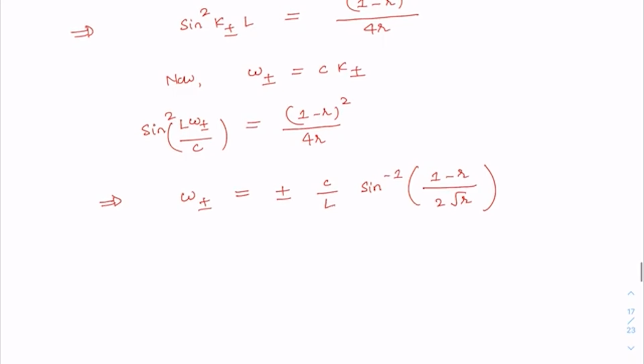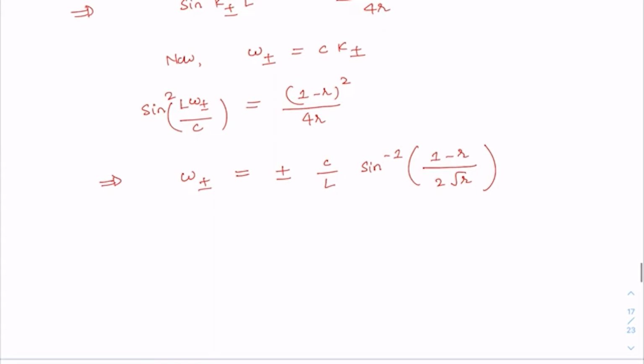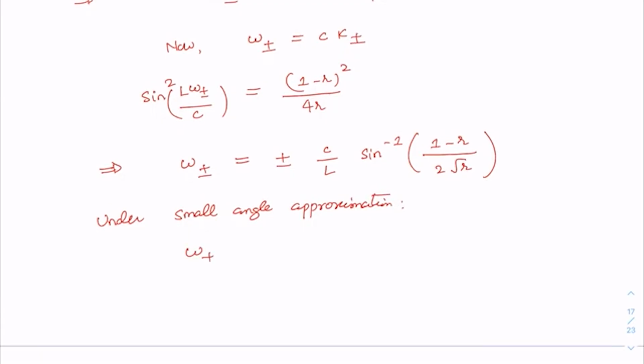Now under small angle approximation, because this reflectivity R is usually 96 to 99%, 98%, so for the sine function we can make the small angle approximation. So under small angle approximation we can write omega plus minus would be nearly equal to plus minus c by L, and we'll just keep this term 1 minus R divided by 2 into square root of R.